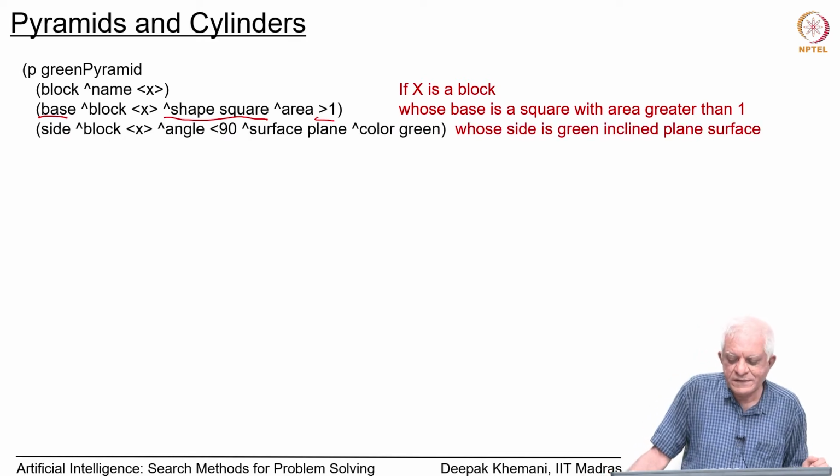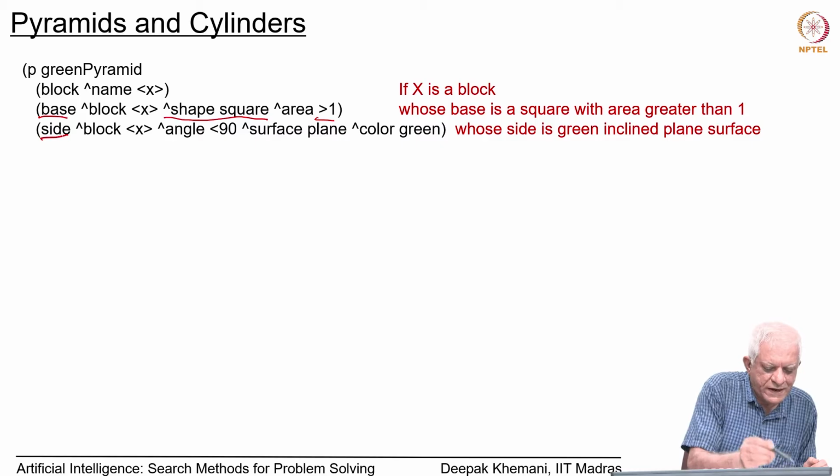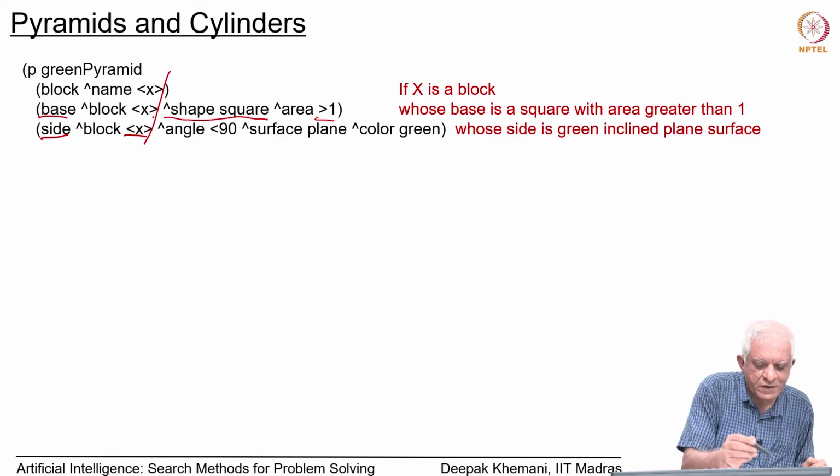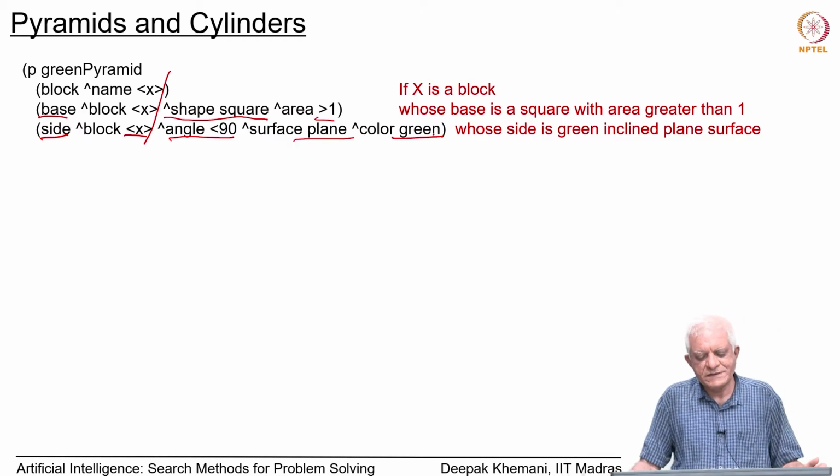Whose side is a green inclined plane surface. So, we are talking about the side of block X. Again, remember, X is a variable and we are talking about the same block all the time. The side is at an angle which is not vertical, less than 90. It is a planar surface, which means it is not curved, and it has a color which is green essentially.